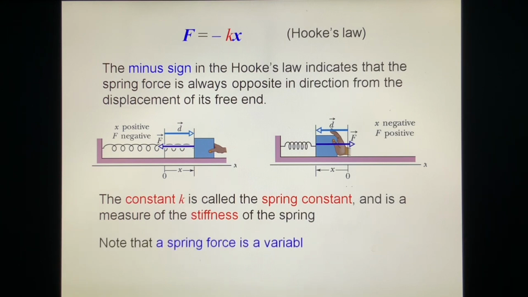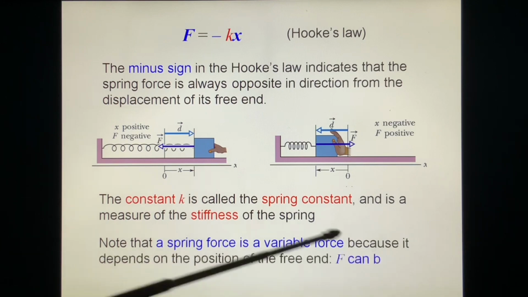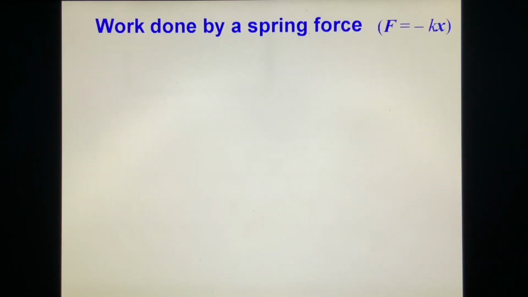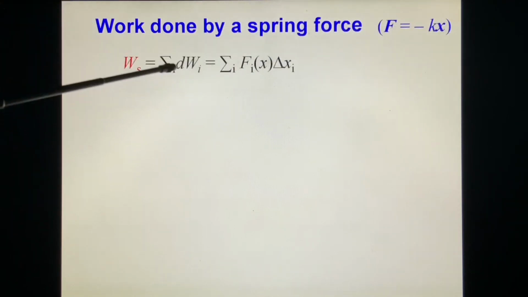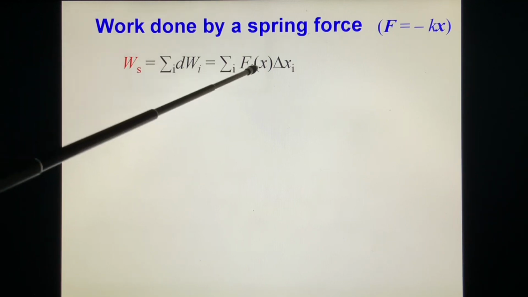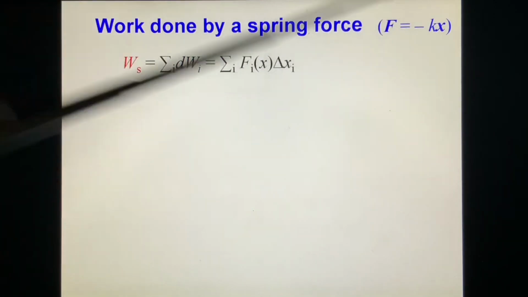Note that a spring force is a variable force because it depends on the position of the free end. F can be written as Fx, a function of x. Now the work done by a spring force F equals minus kx. This is the work done by the spring. Since the force changes, we can divide the motion into many small sections. Each section has work dW_i, and then we put them together. And this Fx is minus kx.